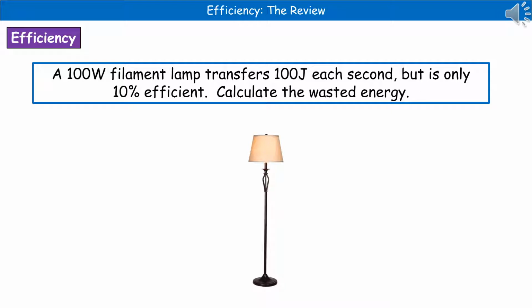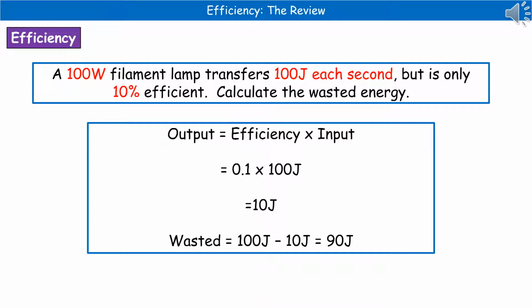Another example of a question we could be asked is here. A 100 watt filament lamp transfers 100 joules each second, but is only 10% efficient. Calculate the wasted energy. Because we're talking about a calculation question, the first thing we do is highlight, circle, underline or jot down the key bits of information, which I've done in red for you there.